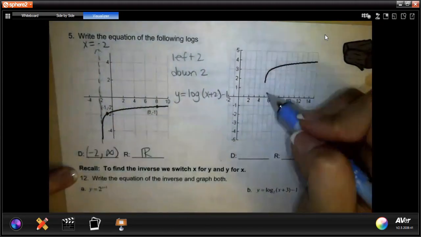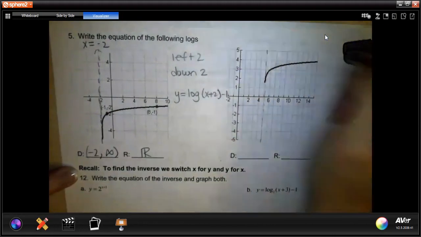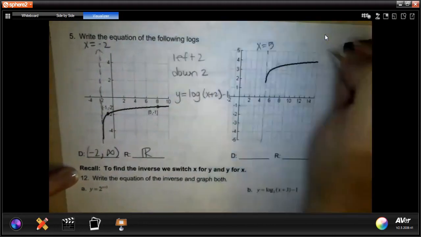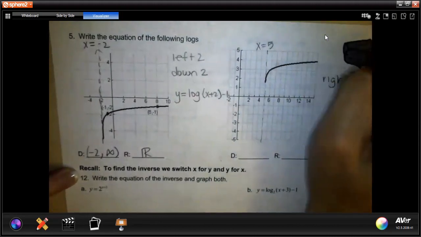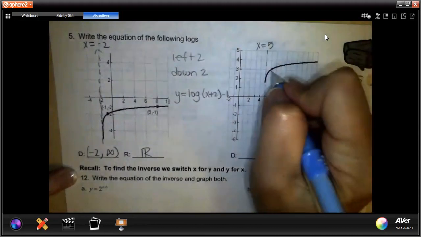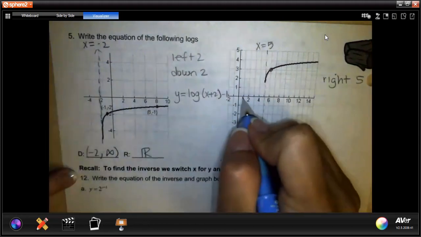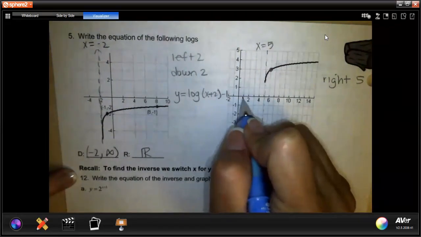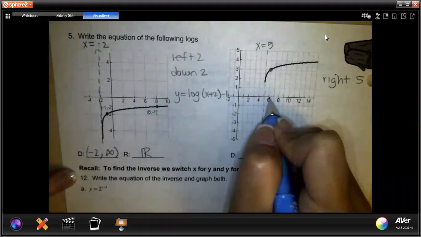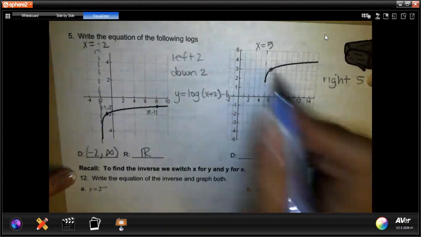Here's another one for us to try. Our vertical asymptote is at 5. So we know this has moved to the right 5. Our point right here would be the 1, 0 point. So we're going to move that one here from 1, 0. We know that it's moved to the right 6. I'm sorry, to the right 5, and then up 3.